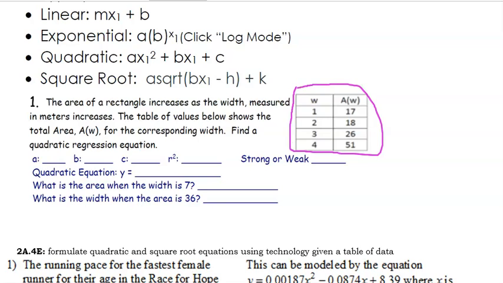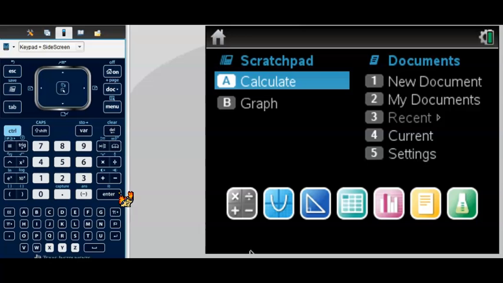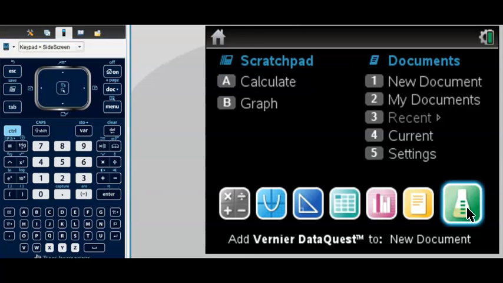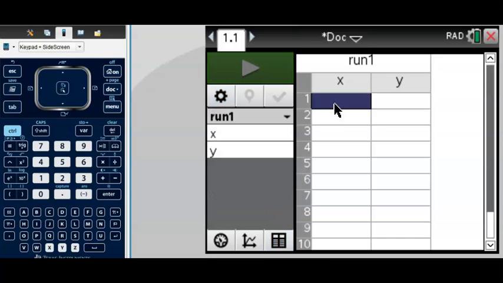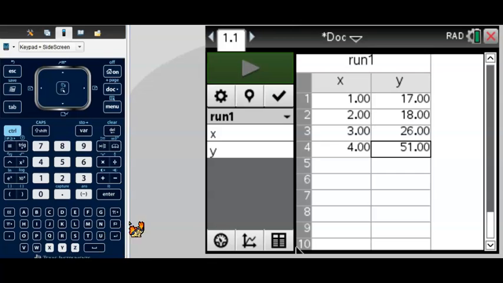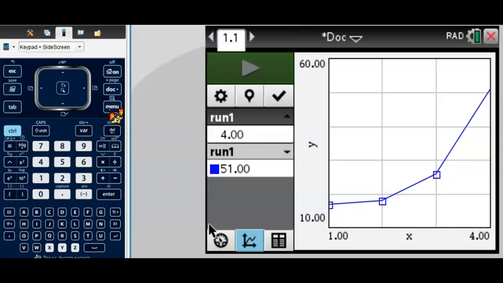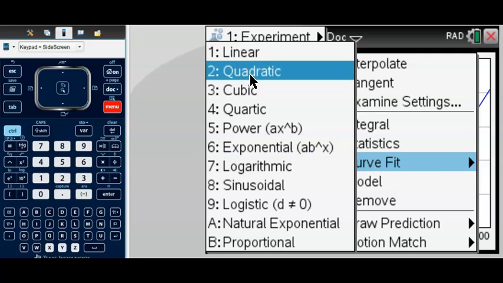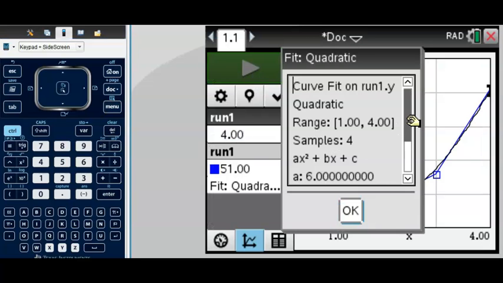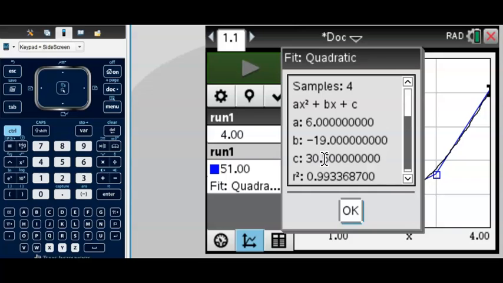First, let's do it on the TI Inspire. So the first thing you want to do is click this beaker button, Vernier Data Quest. Click this table button, and then input your values. Once you do that, click this Menu, 4 Analyze, 6 Curve Fit, 2 Quadratic. You scroll down and it gives you A, B, C, and the determination coefficient. You would record those on your paper.